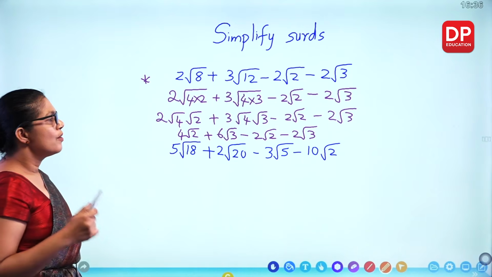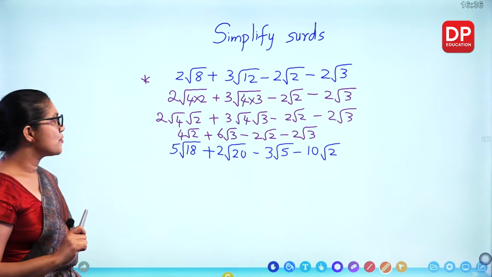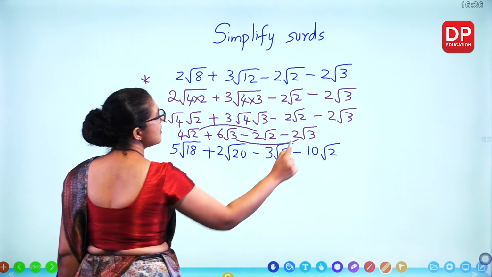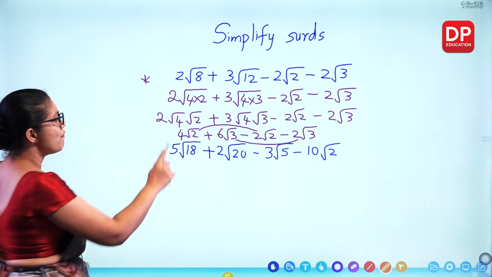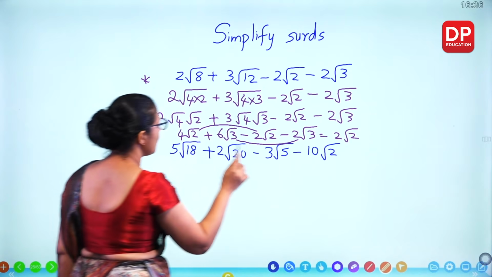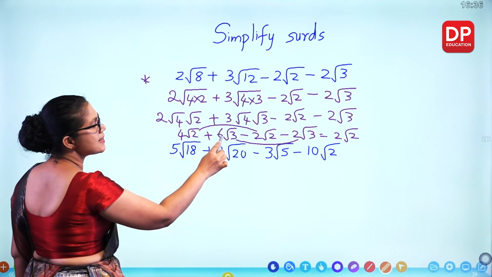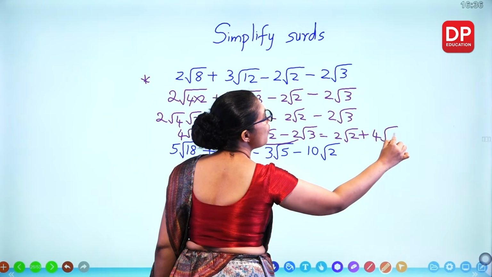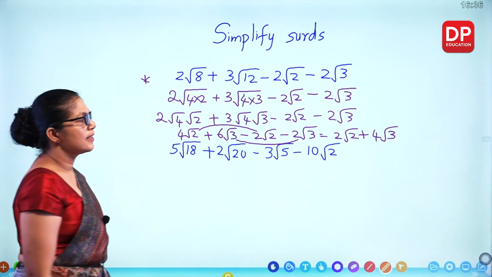Now, you can add or subtract. What are the like terms? This and this with this. 4 minus 2, you get 2. What about this? This one. 6 minus 2, you get 4 root 3.